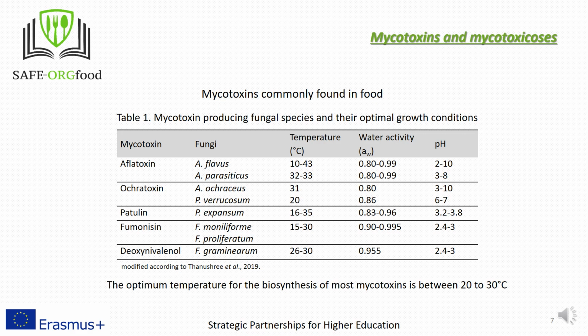Let's get a closer look. What are the growth conditions for the most common mycotoxin-producing fungi? Different values of temperature, water activity, and pH are necessary for the optimal growth of Aspergillus, Penicillium, and Fusarium species that are producing aflatoxin, ochratoxin, patulin, fumonisin, and deoxynivalenol, and those are commonly found mycotoxins in food. However, for example, the optimum temperature for the biosynthesis of most mycotoxins is in the range between 20 to 30 Celsius degrees, and fungi itself can grow at a much higher or at a much lower temperature.